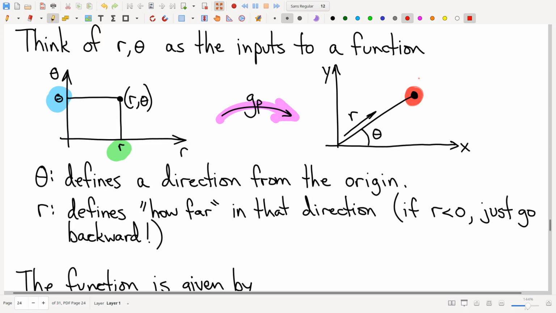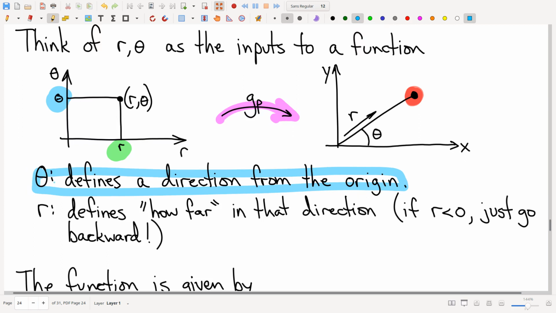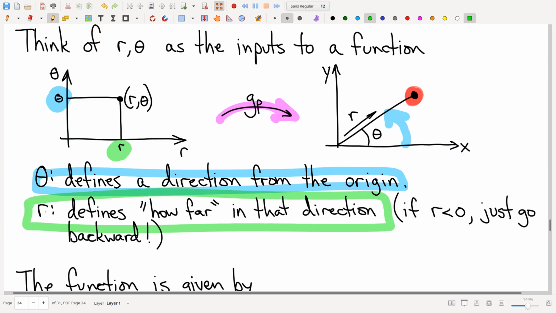Now, how am I going to use the r and the theta? The r and the theta work as follows. Theta, got my colors wrong. Sorry. Theta defines a direction. It does so by interpreting theta as the angle measured counterclockwise from the positive part of the x-axis to the direction that you want to go. And then r tells you how far to go in that direction.